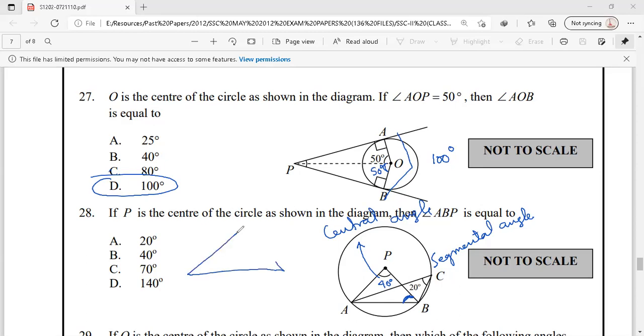Now let's consider the triangle APB, in which we have two equal radii and the angle at the center is 40 degrees. According to the theorem of triangles, these two angles will also be equal to each other, that is 70, 70. So 70 plus 70 is 140, and plus 40 becomes 180. So the angle ABP will be equal to 70 degrees. The correct answer is option C.